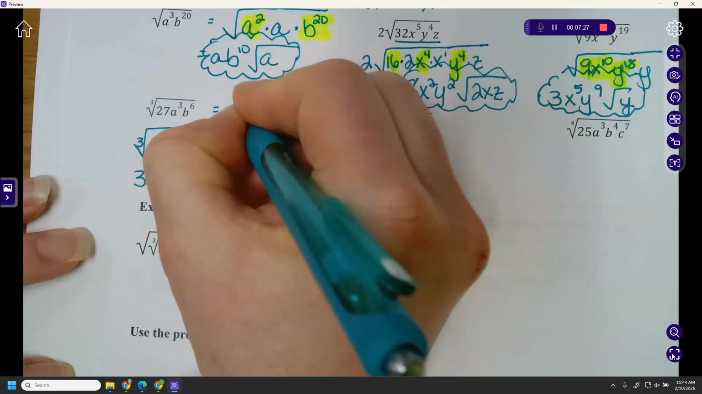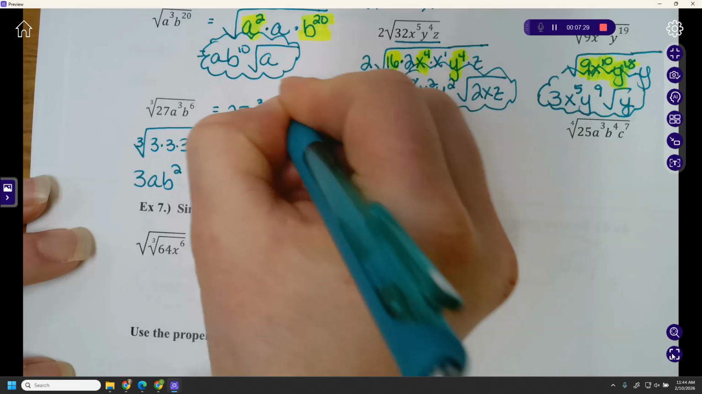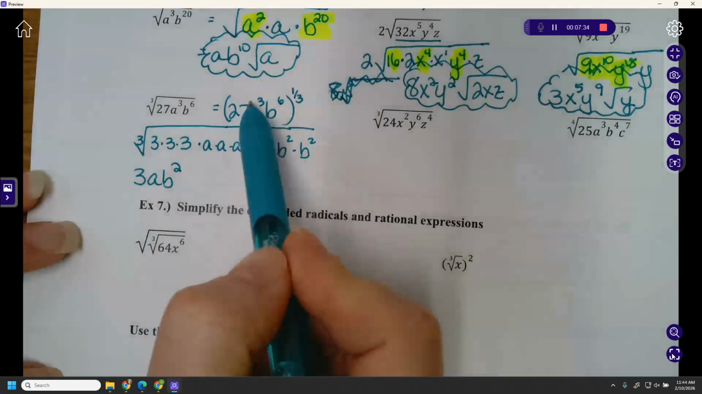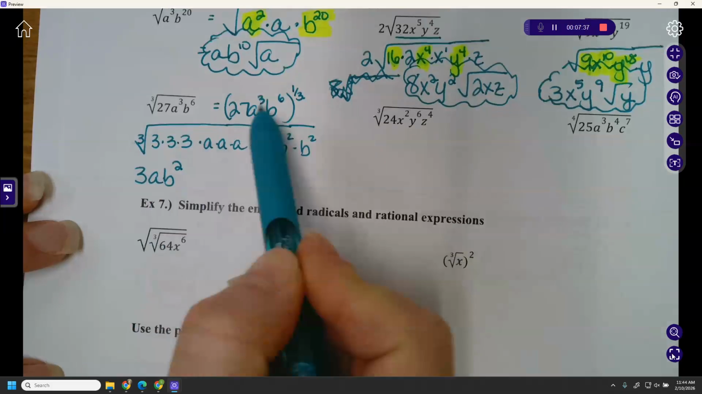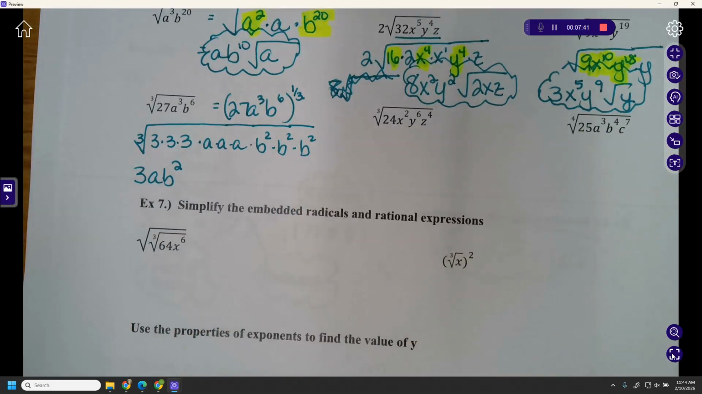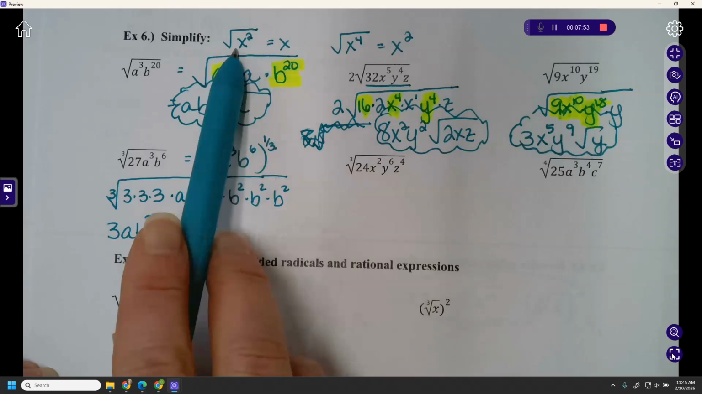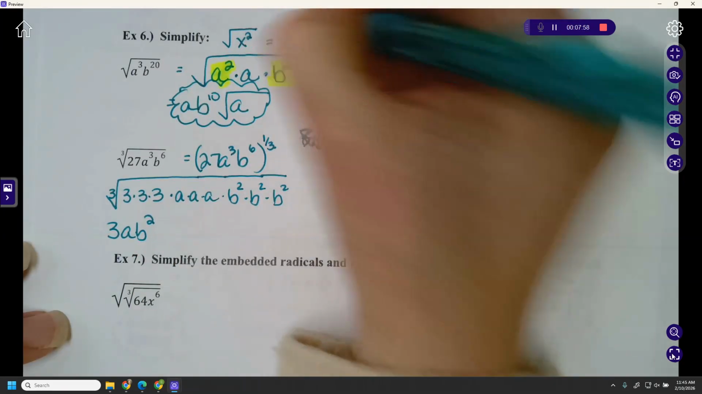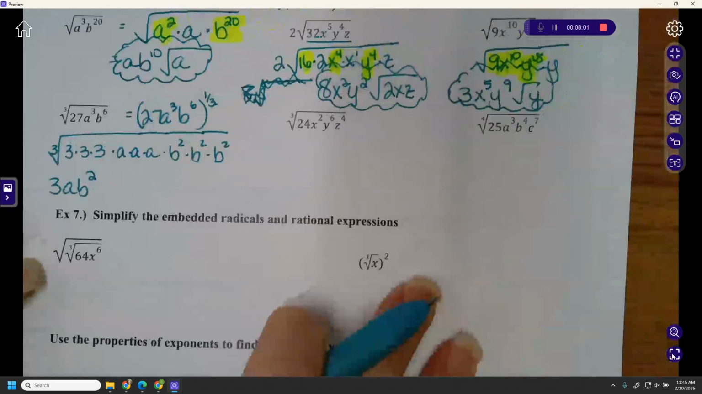Some people like to think of it as you're doing this. Another way of thinking of this is, okay, you're raising those things to the 1/3, so you're taking 3 to the 1/3, which is 3, b to the 6 to the 1/3, 6 times 1/3 is 2, and so on. So that's another way of thinking of it. But ultimately, this time I'm writing these as multiplied out 3 times, rather than what I was telling you here, the square root of x squared is x, and the reason why is because x times x gives you x squared. Okay, so with the cube root, that's what we have to use.